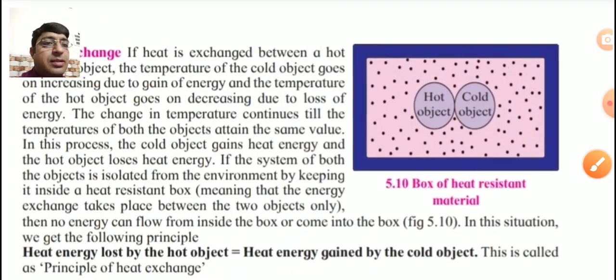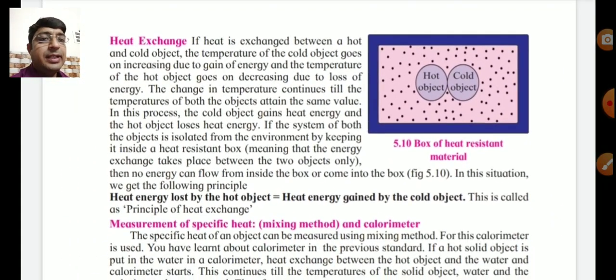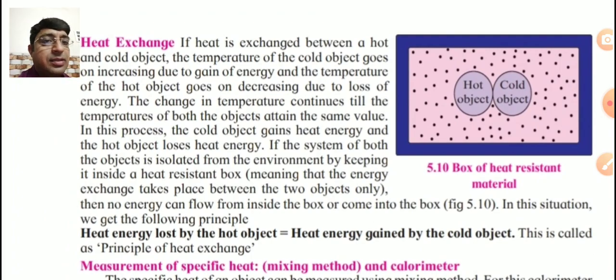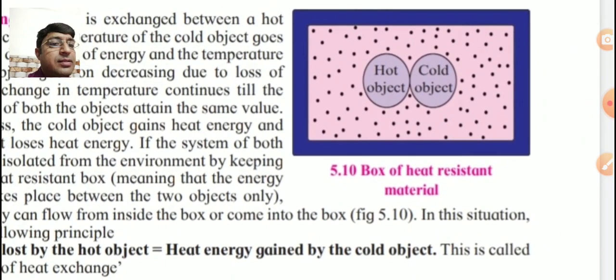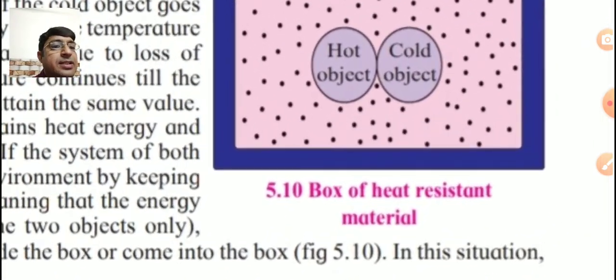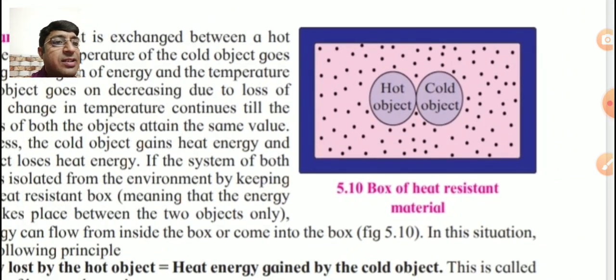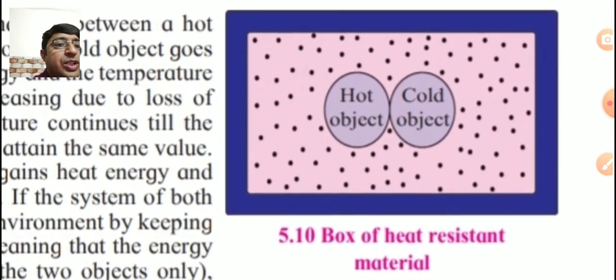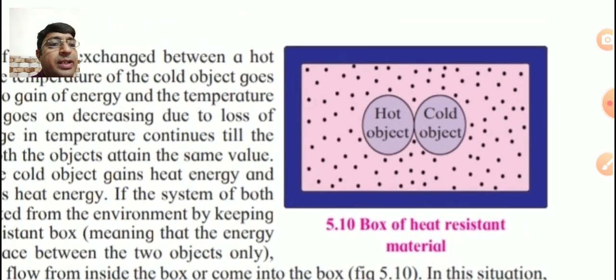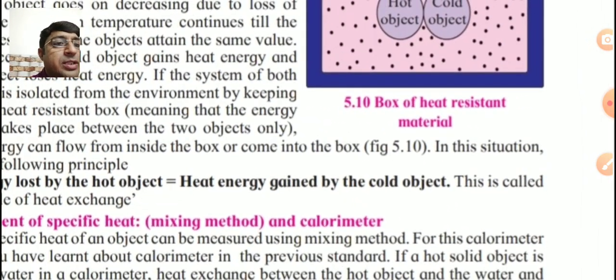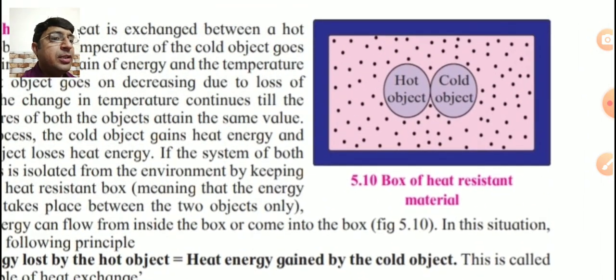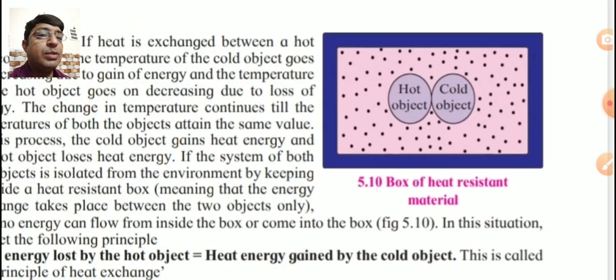Next, now heat exchange. See in the figure, a box of heat resistant material like a thermos flask, and inside it a hot object and a cold object are both placed. So what happens? These two objects come close to each other. So heat lost by the hot object is the same heat absorbed by the cold object. That process occurs inside this heat resistant box.